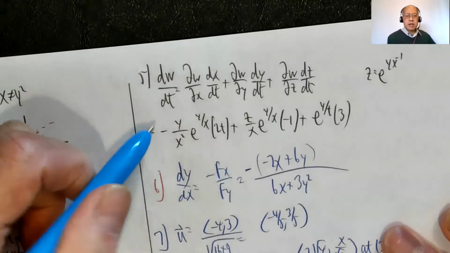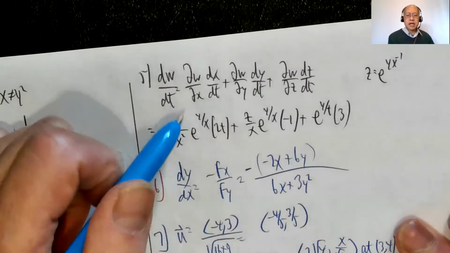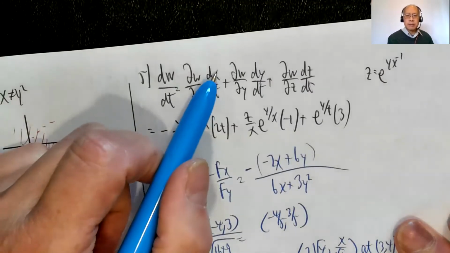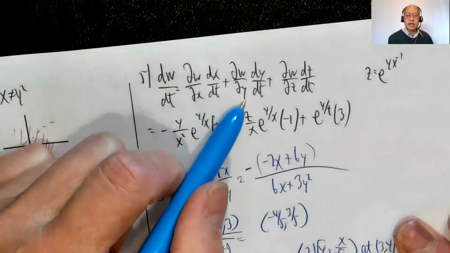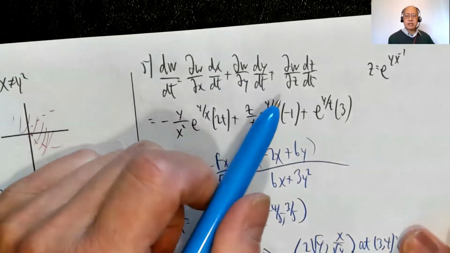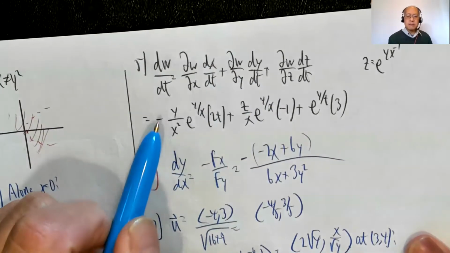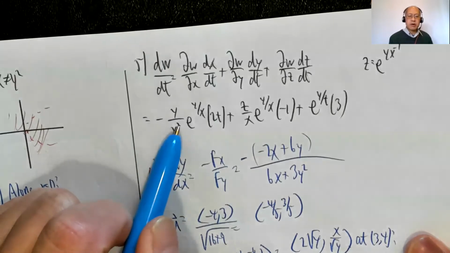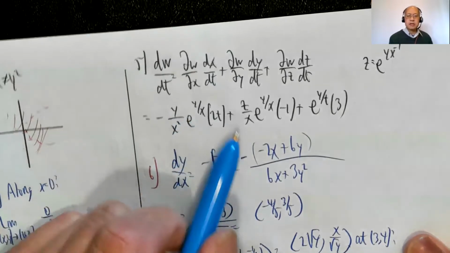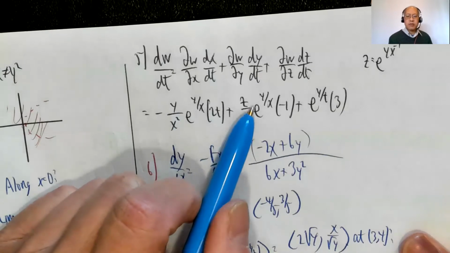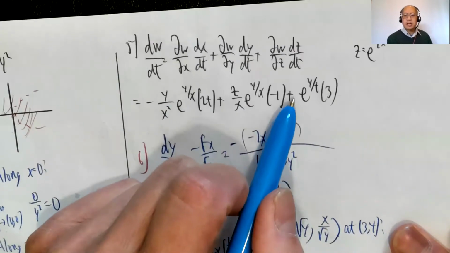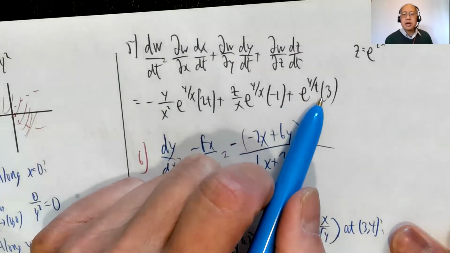Number five, dw/dt is the partial of w with respect to x times dx/dt plus the partial of w with respect to y times dy/dt plus the partial of w with respect to z times dz/dt. So that's negative y over x squared e to the y over x times 2t plus z over x e to the y over x times negative 1 plus e to the y over z times 3.